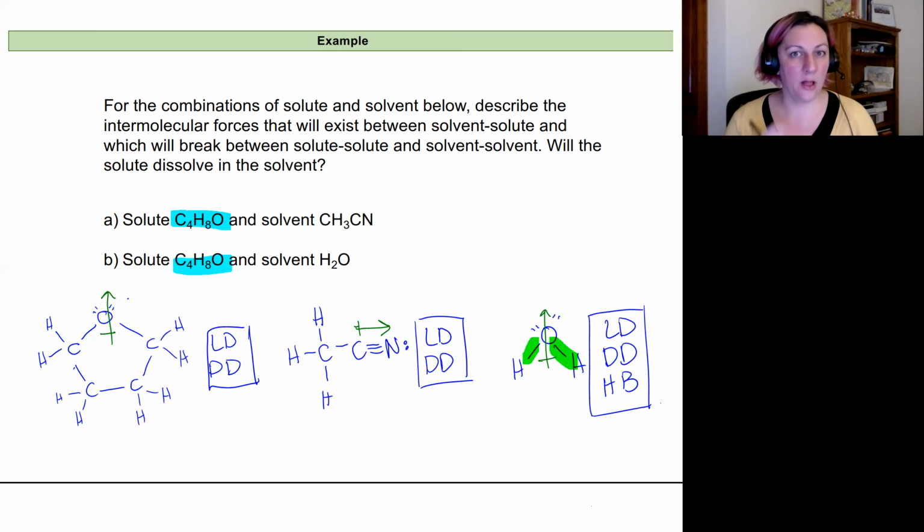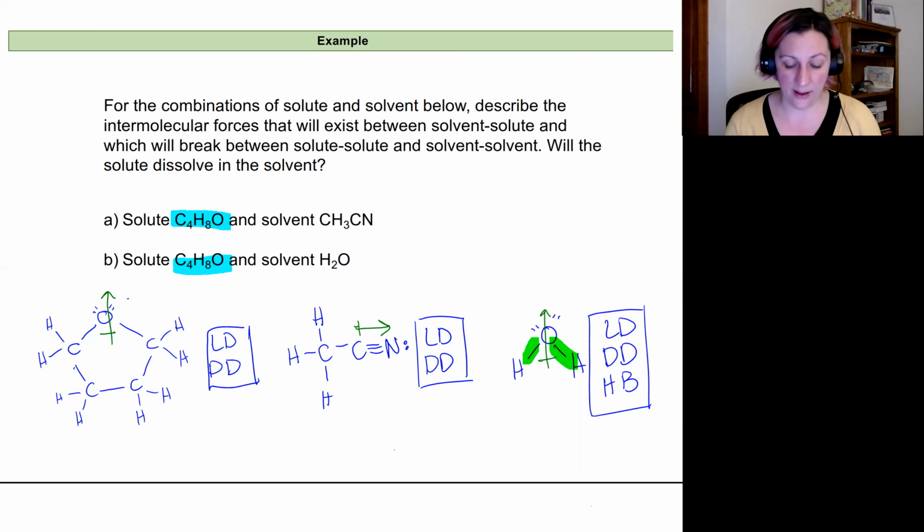So now that we have all of our intermolecular forces for each of these, we can evaluate what IMFs form when we combine two of the compounds. So let's start with A. When we combine our THF and our acetonitrile, they're going to come together and they'll both have electron clouds.